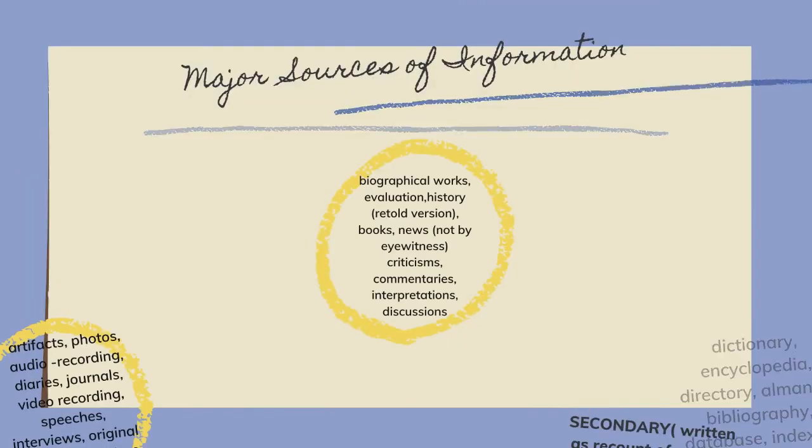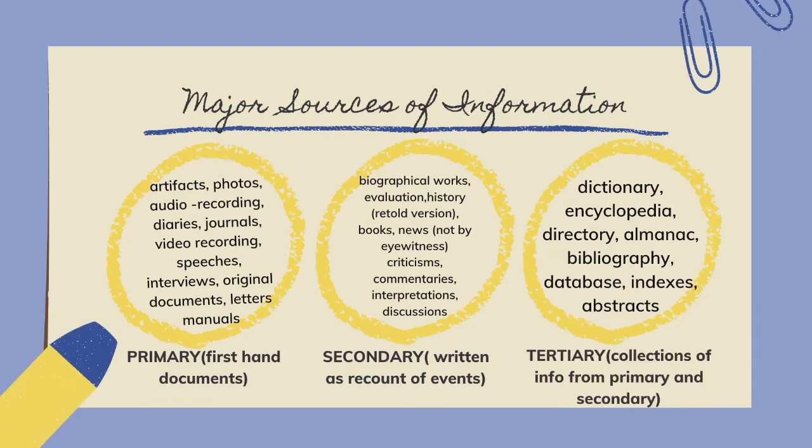Basically, there are 3 major sources of information. If you could remember, we have already discussed this topic. The 3 sources of information. These are primary, or the first-hand documents, examples, artifacts, photos, audio recording, diaries, journals, video recording, speeches, interviews, original documents, letters, manuals.